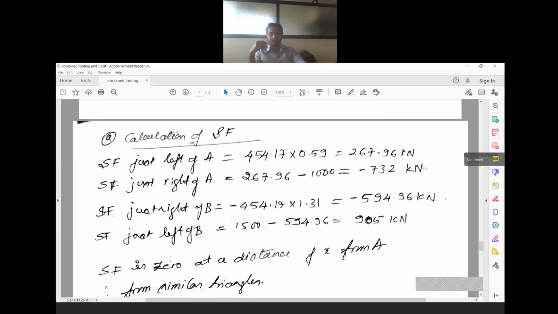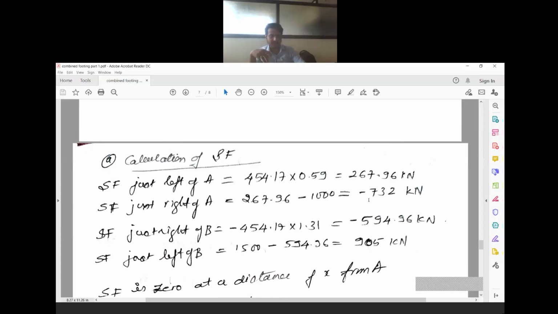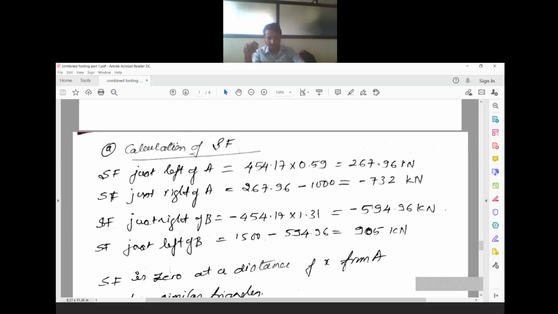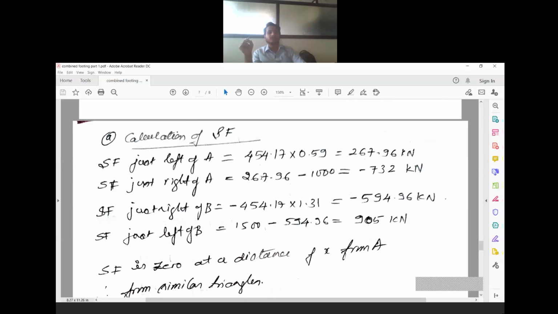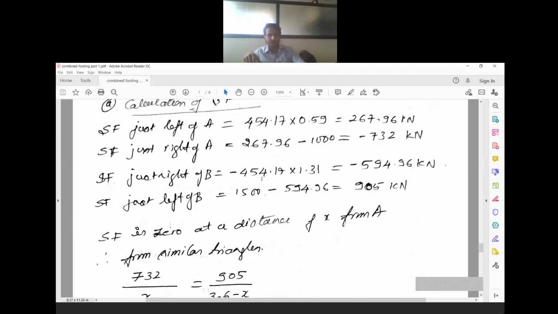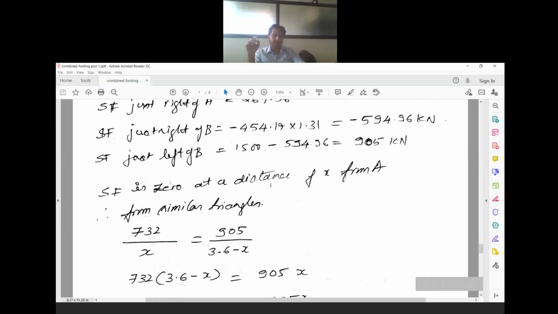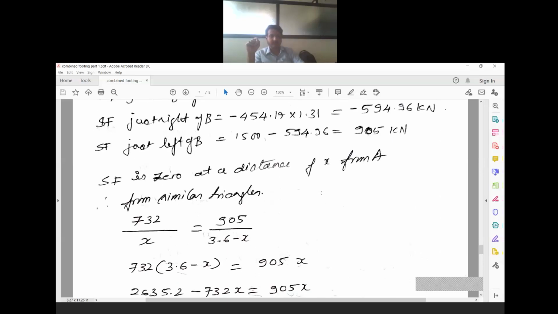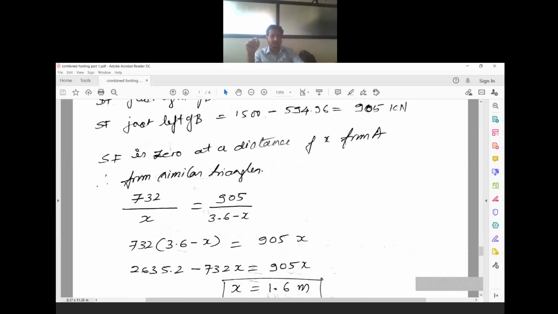So now the shear force calculation we have done. If you have any doubt in the calculation, you can just try the calculation right now. Okay. So what we have to calculate now is we have to find the point of contraflexure. That means shear force is 0 at a distance of x from A. We shall take that as the consideration, and from similar triangles.